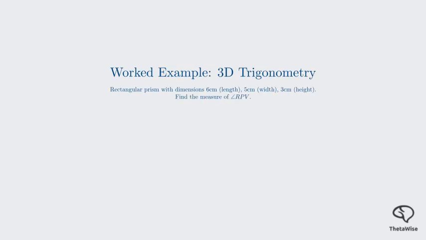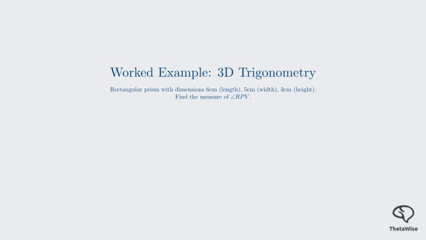Let's work through one last IB-style problem that ties several concepts together. This involves a 3D rectangular prism. We need to find the measure of angle RPV in this rectangular prism. RPV is the angle formed by three vertices of the box. First, visualize the angle we need to find. It's the angle at vertex P within the triangle RPV.